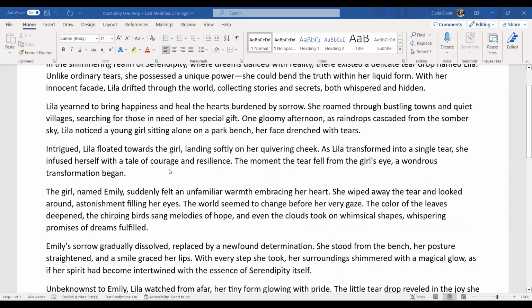Okay, let's move to Larine. Can you read this paragraph? Start with intrigued. Intrigued, Lila floated towards the girl, landing softly on her quivering cheek. As Lila transformed into a single tear, she infused herself with a tale of courage and resilience. The moment the tear fell from the girl's eye, a wondrous transformation began. Yes, thank you.